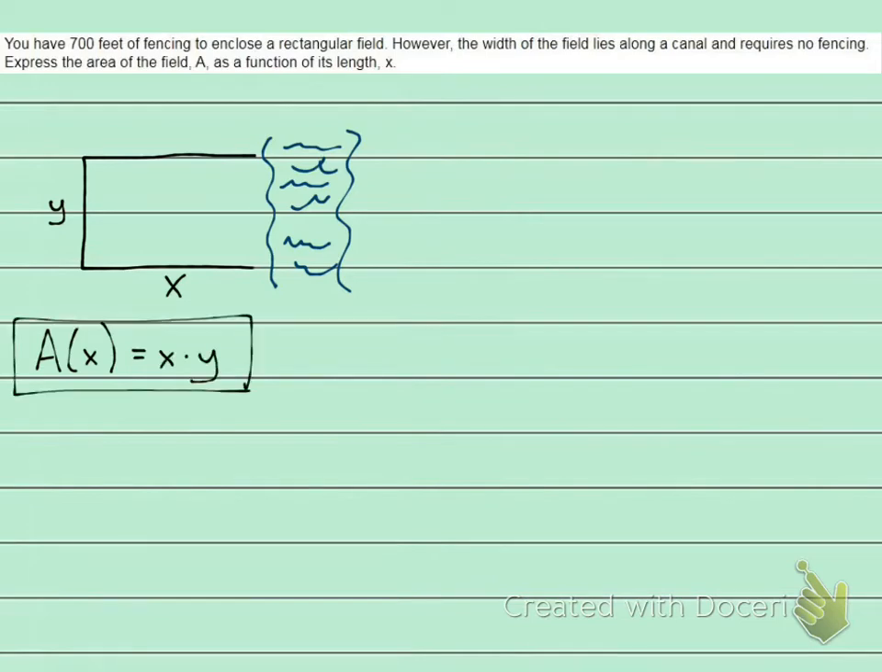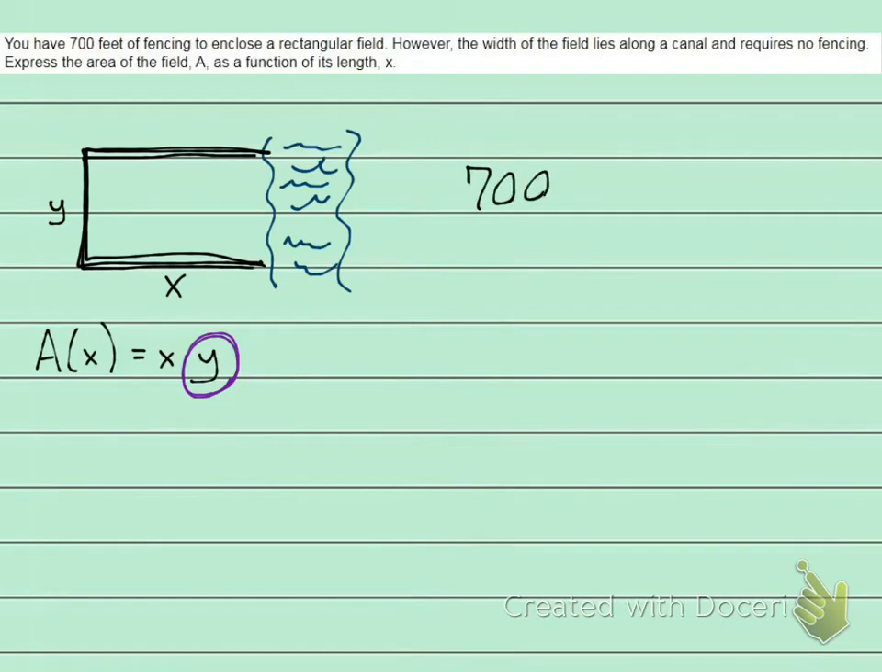Now I could be done, but they want the area in terms of x's only. They don't want any y's in here, so I need to get rid of this y. I need to replace it. The other thing we know about this field is that we have 700 feet of fence. That 700 is going to equal my length at the bottom, that's 1x, my width at the left, and my length at the top. So 700 feet of fencing gives me an x plus a y plus an x.